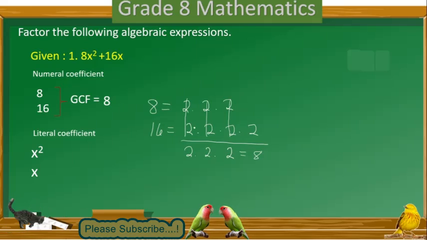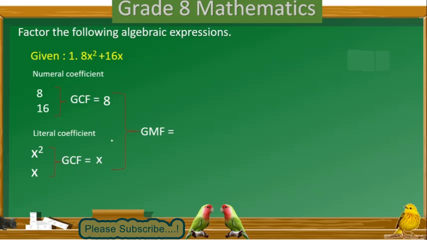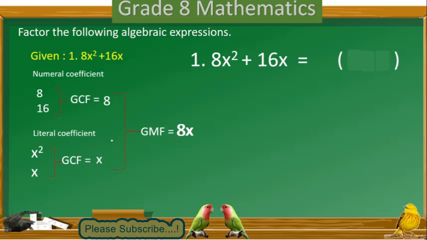For our literal coefficients, we must look at the exponent of each variable. The variable which has the smallest exponent is our GCF for the variable. So for that, we have x. So our GCF for the whole expression is 8x, which serves as our divisor to get the other factor of the given expression.